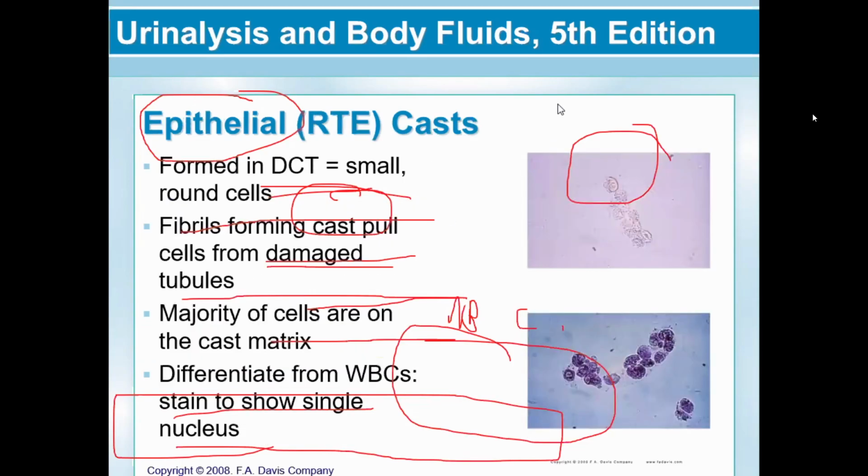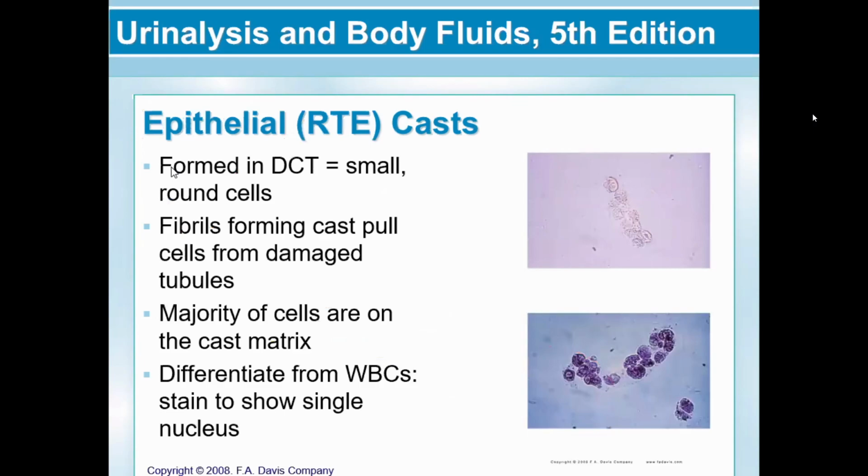So we have here, the next, your epithelial cast, okay? It forms in your distal convoluted tubule. So if you look, what do you see inside? Round cells. So what do we often mistake it for? We think they are WBC casts. So what will we use? We observe the nuclei, whether it is multi-lobed or single-lobed and eccentrically located.